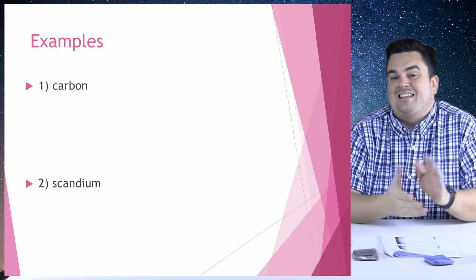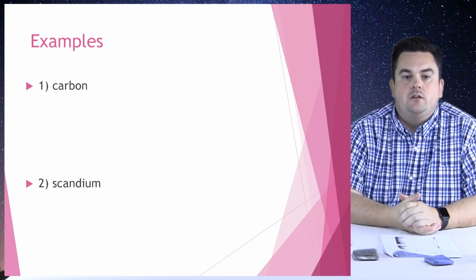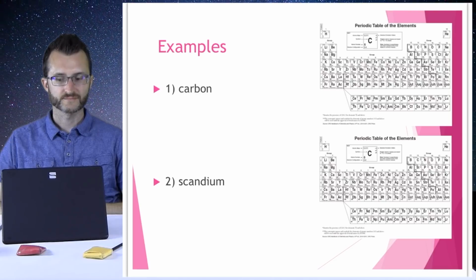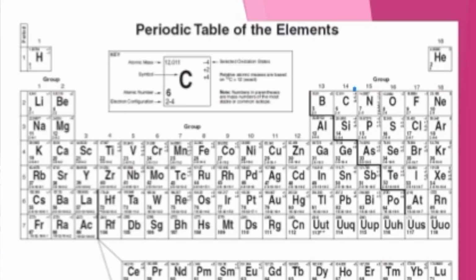All right, so we're gonna do some examples of some abbreviated electron configurations with sublevels here. Shu, are you ready? I'm ready. All right. Carbon. All right, so on our periodic tables, where is carbon? Carbon is right here. Good.